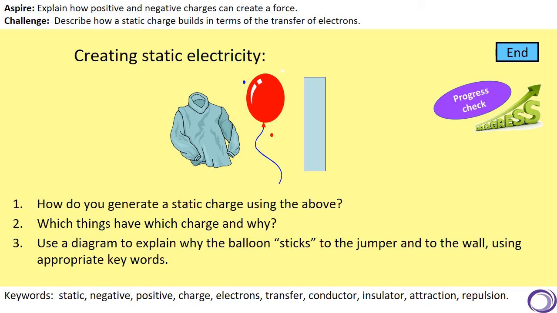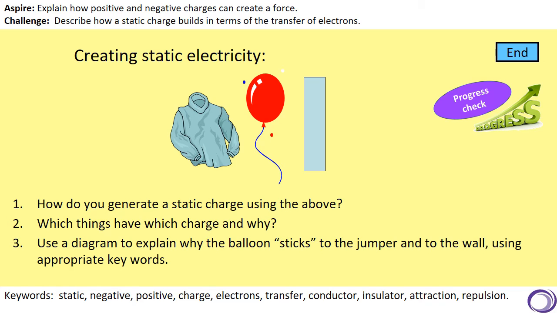How to generate a static charge using the above: you would rub the balloon on the jumper. Which things have charge and why? The jumper will end up with a charge and the balloon will end up with a charge because electrons have been transferred from one of them to the other. In the example that I showed you, electrons were transferred from the jumper onto the balloon to give the balloon a negative charge, which will have left the jumper with a positive charge.